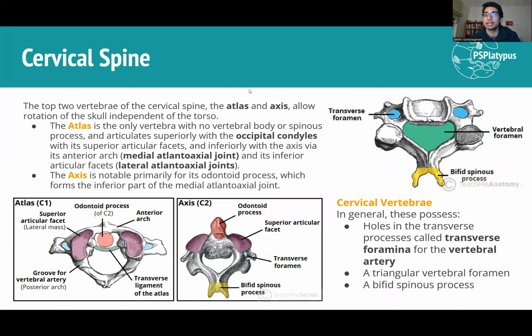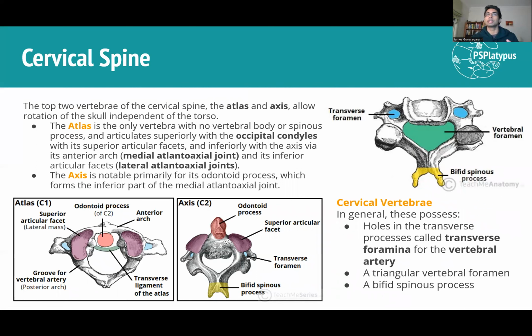The most important thing to understand here is the first 2 vertebrae, so the atlas and the axis. Atlas is the Greek guy who holds up the world, and in this case, because med students have very large heads, it also holds up our heads. So the most important thing to understand is how they actually articulate together.